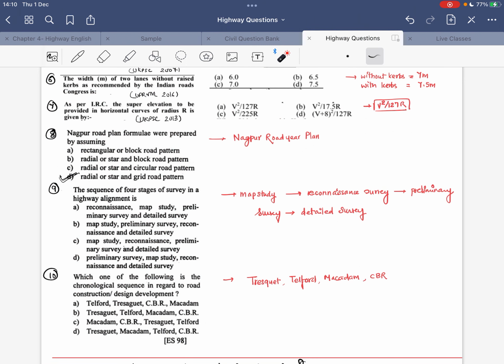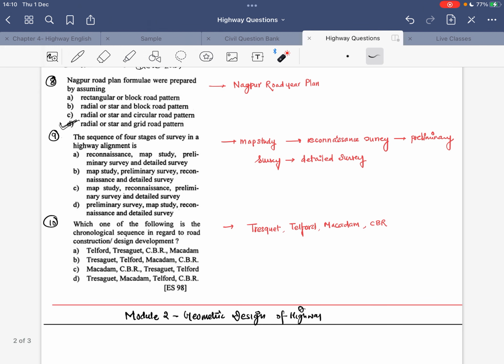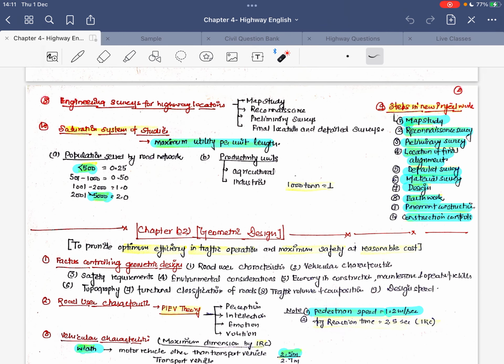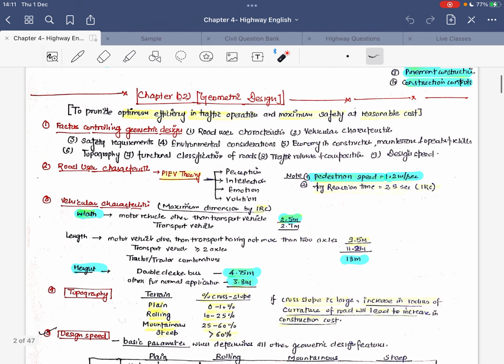The last question is, which of the following is the chronological sequence in order of road construction and design development? If we remember the order, it was Roman roads first, thereafter Tresaguet roads, thereafter Telford roads, thereafter Macadam, and thereafter CBR, that is the latest method. So Tresaguet roads, Telford road is second, Macadam is third, and CBR is the last. These are some of the questions related to module 1, the introduction of the highway. Now let's start module number 2, that is geometric design of highway.